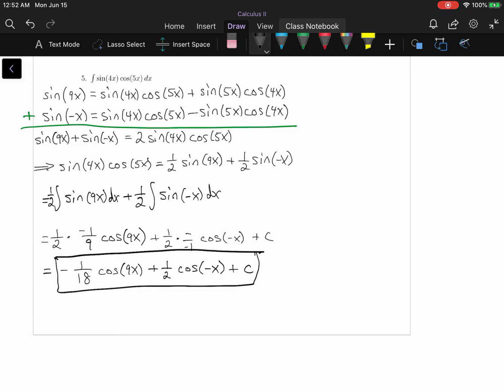And if you want, you could use properties of odd and even functions in order to manipulate sine of negative x or cosine of negative x. It's not a necessary step, but if the negative sign bothers you, you could always manipulate it. But this is the final answer that I'm going to leave it with.